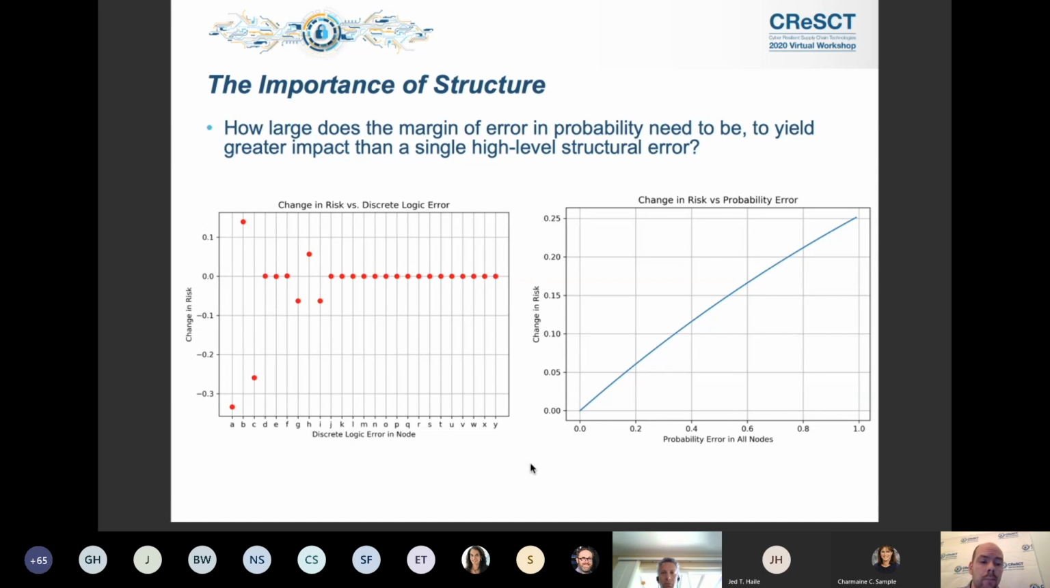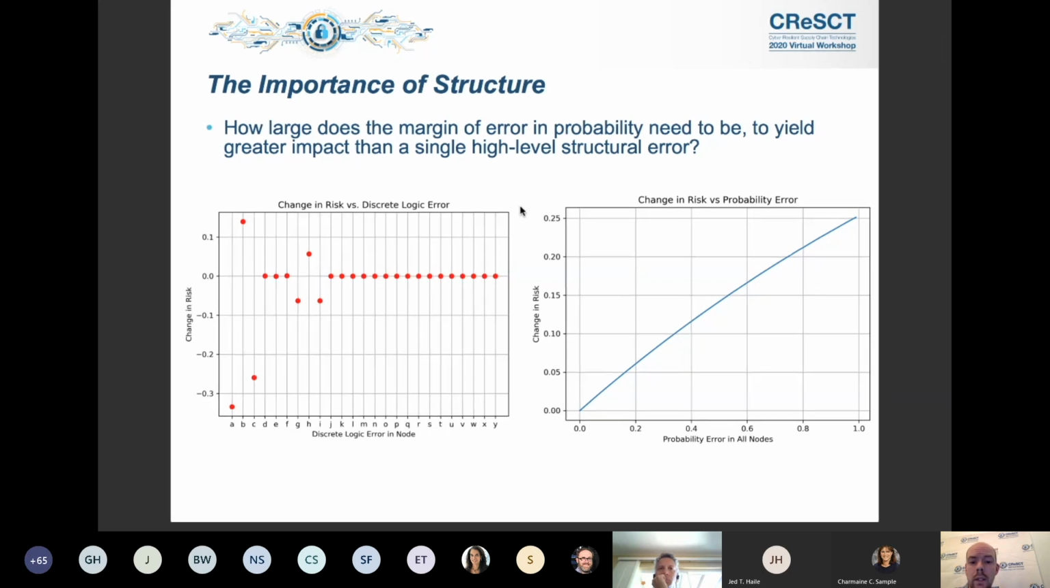What we'd like to highlight is if we compare the parametric uncertainty and one example of a structural uncertainty. So suppose we look at the example of a discrete error in node B. This is the one we showed before. So for one particular node, we accidentally modeled it as more secure than it really is. And so risk goes up by about 0.15.